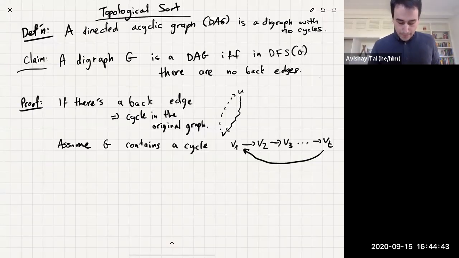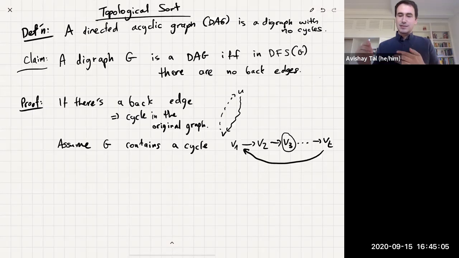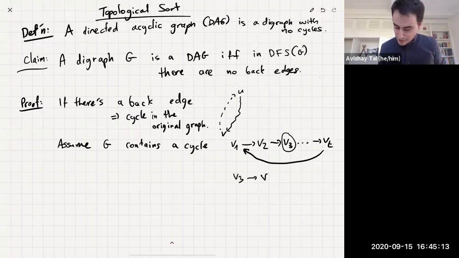Consider the run of DFS on the graph containing this cycle. There would be a first time in the running of the algorithm where one of these vertices is explored. Maybe the first vertex that is explored is V3. Now notice that since we can change the names of the vertices on the cycle, it's the same as if we think that the first vertex is V1 or V2, because we can just write the cycle like this.